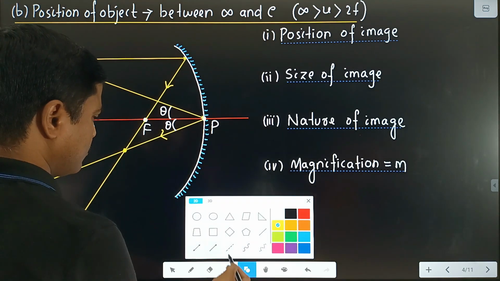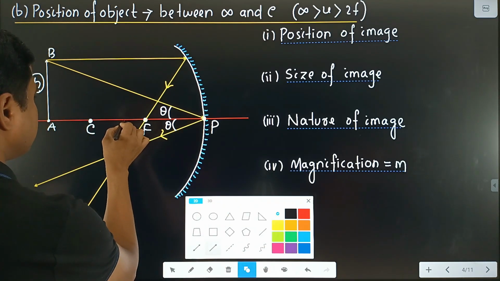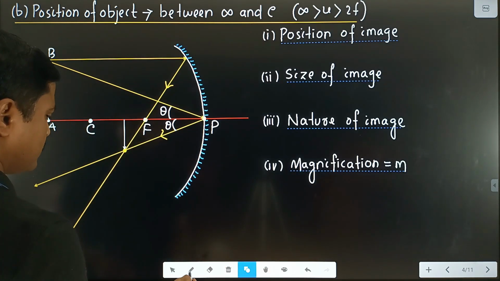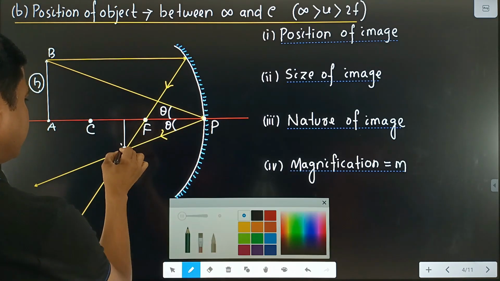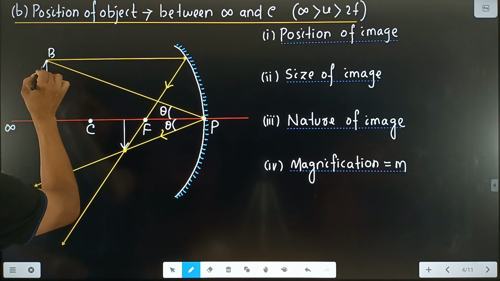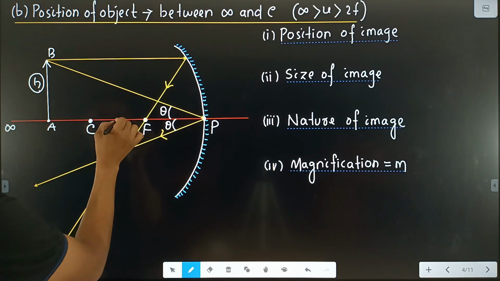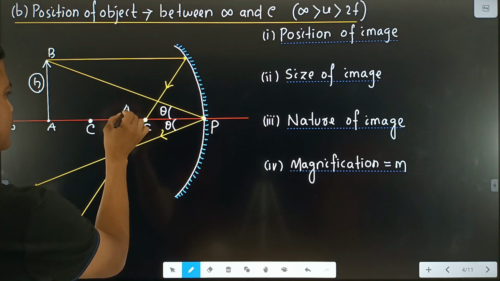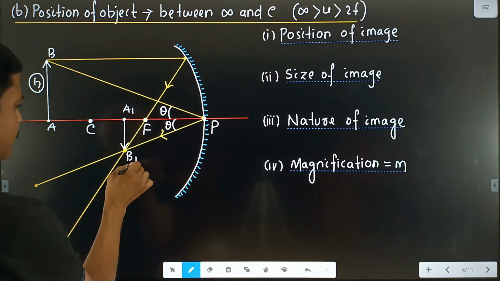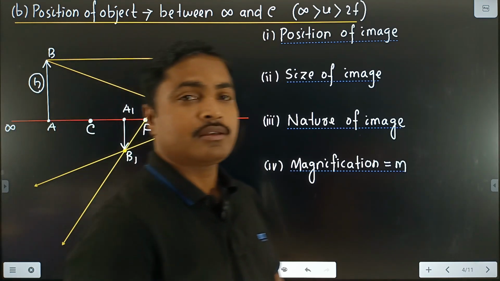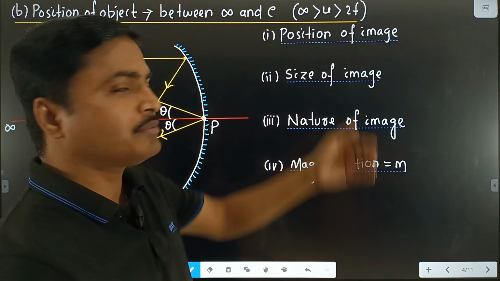and we draw the image. This one is the image, and this is the head of the image. This is the head of the object. So the image is inverted. And for the size of the image, we write that it is A1B1. Clear?